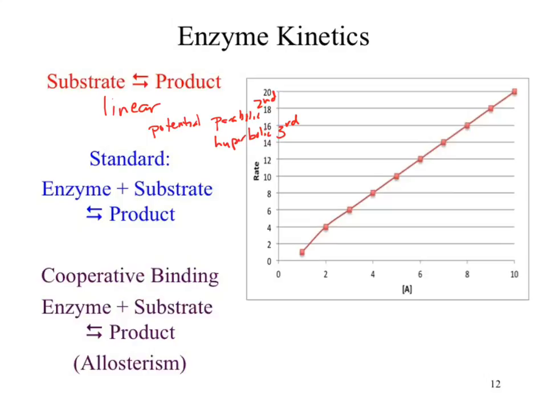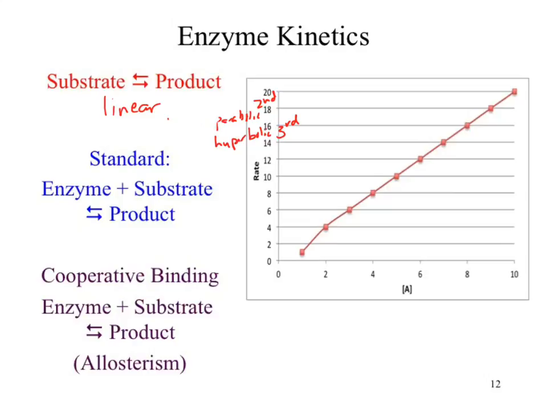I think it's hyperbolic for third order. And I'm not sure it's actually discussed in your textbook. What you would do is plot it and look at it. And I think it's hyperbolic. So all three of those are potentials for just a standard substrate to product reaction, standard chemistry reaction.